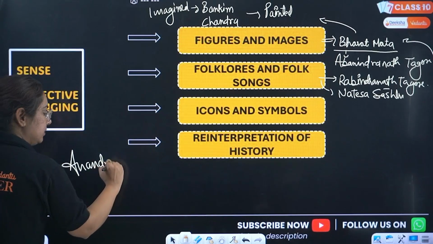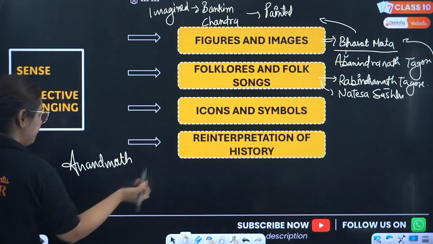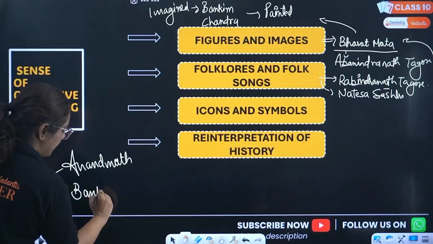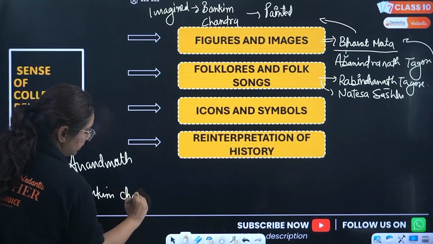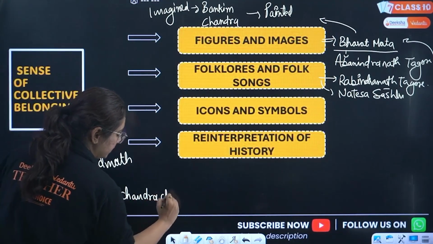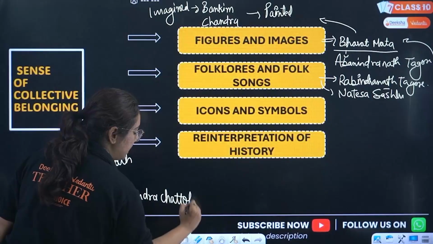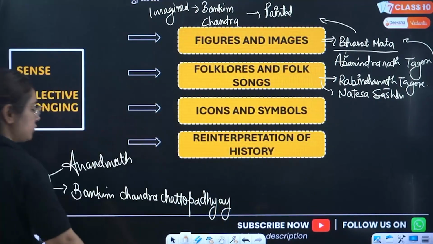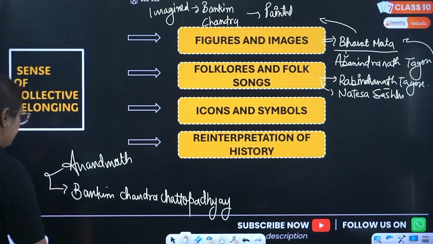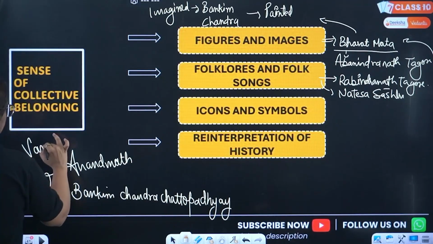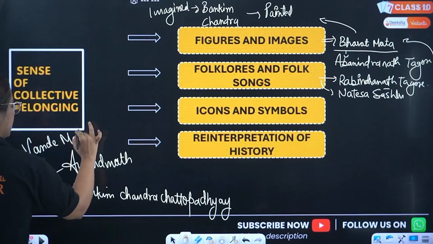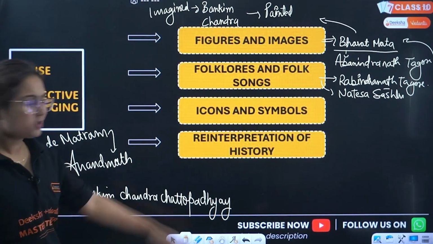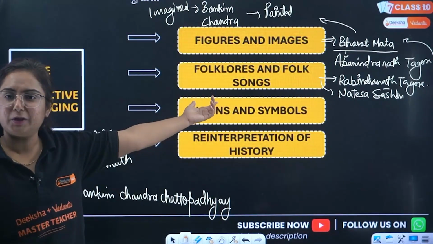Anand Math is a novel written by Bankim Chandra Chattopadhyay, or Chatterjee. Chattopadhyay we will write because this is actually the real pronunciation; Britishers converted it into Chatterjee. He wrote Vande Mataram, and it is a part of Anand Math. So folklores and folk songs are part of it.